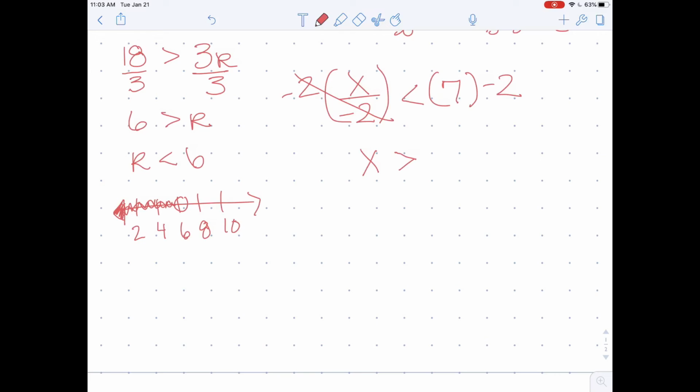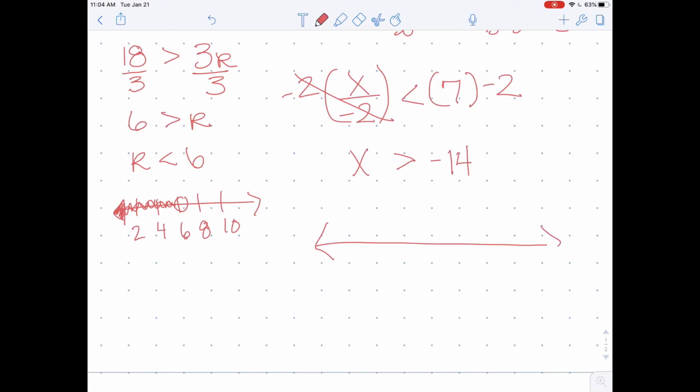X is, flip the sign, greater than, whoops, not sure what happened to my greater than sign. Let's try this again. X is greater than negative 14. When you have a negative, you have to switch the sign. So, when you operate by a negative.